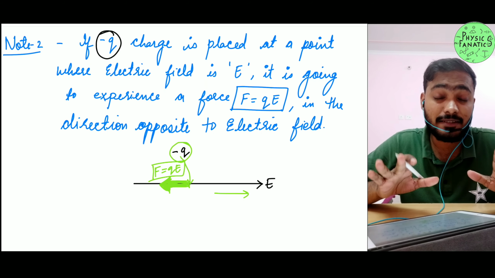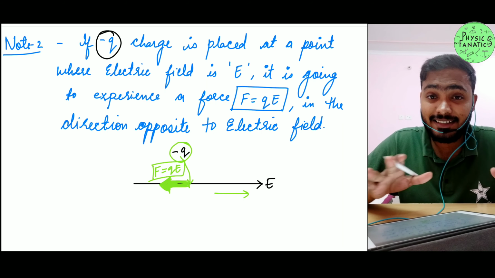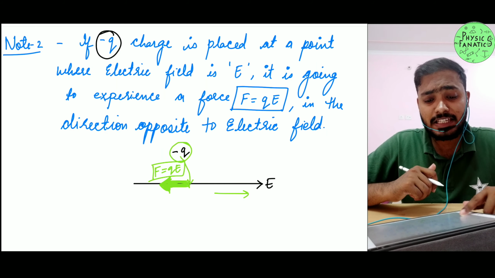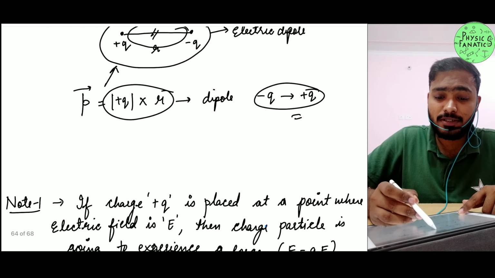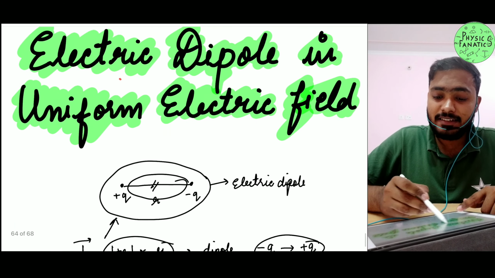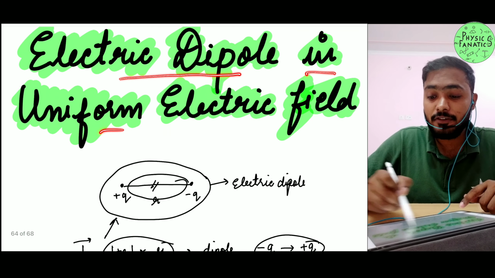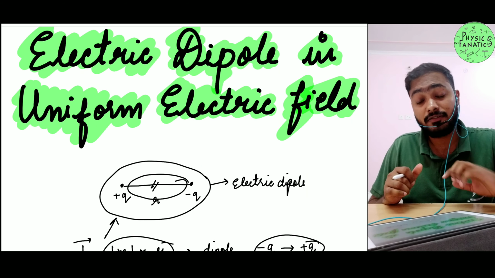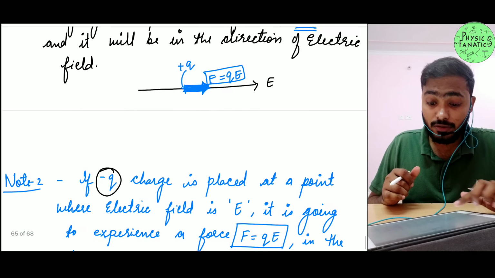That is something which you have to understand, right? Clear? Okay, great. Let's move forward. Let's go to our main topic. The main topic was the electric dipole in a uniform electric field. That means you have placed your electric dipole in a uniform electric field. Now what is going to happen?